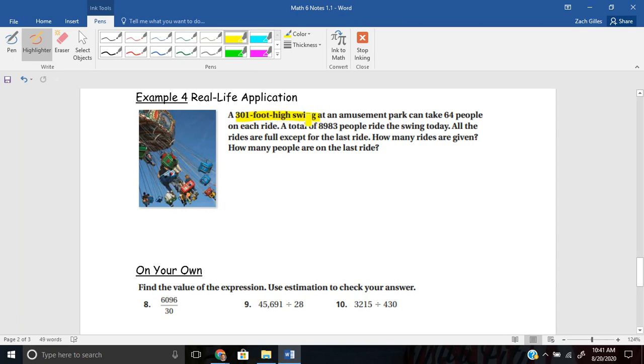This doesn't even matter. It doesn't matter how tall the swing is. We're trying to find out how many rides are given, so don't even worry about that. I should actually not highlight that. I should almost just erase that, right? We don't need to know that. It's kind of cool. That's really high. I might be screaming like a little girl if I had to ride that. But we don't need to know that to solve this problem. So let's ignore that for now.